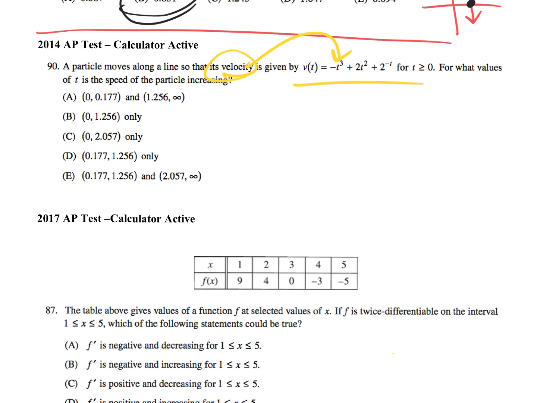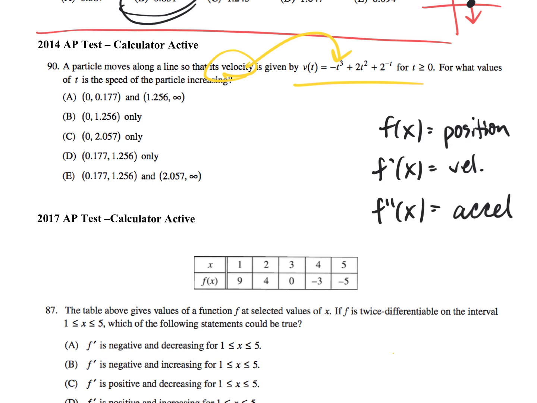And I'm going to go, do I need to do the derivative of it, or do I just graph this function? Yeah, that function, since that function is velocity. So I'm going to say negative x cubed plus 2x squared plus 2 to the negative x. I'm going to graph it. So on my graph, do I really need to look at negative x values if they said that? No. And it says, when is my speed increasing? And my graph looks like this.